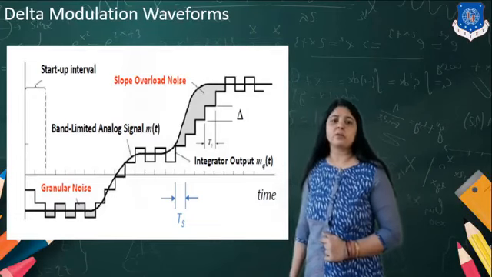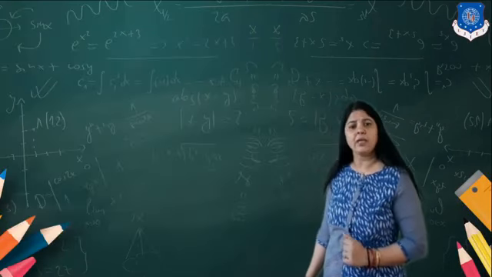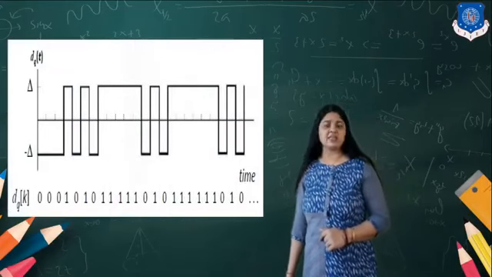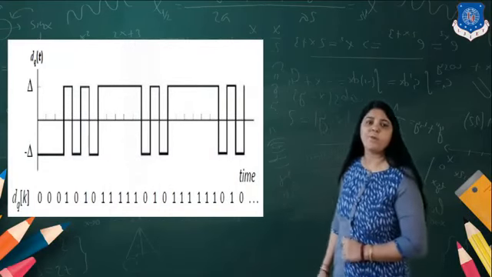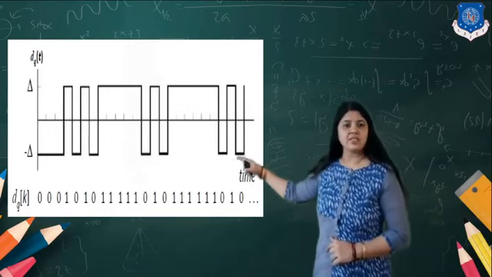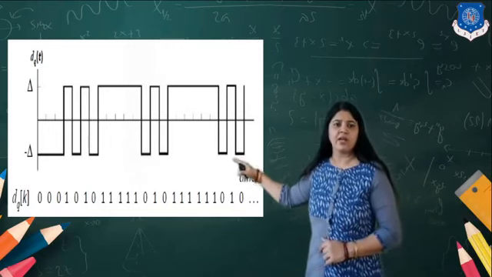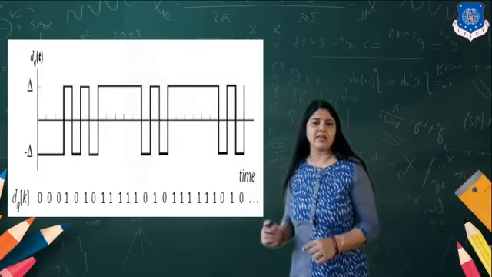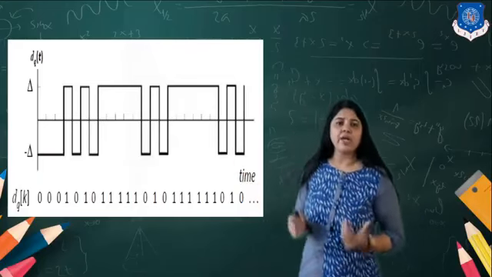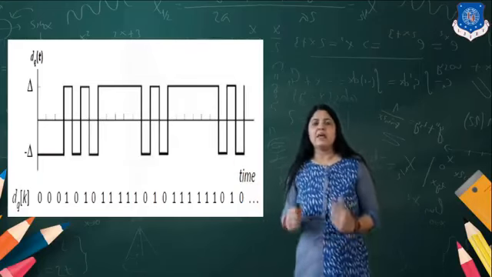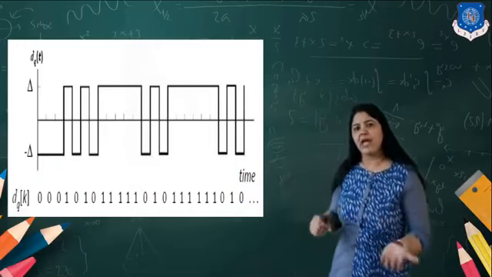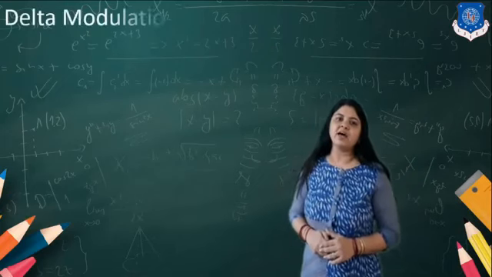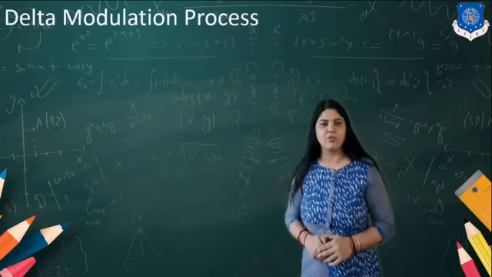So due to that, noise could arise in the output of the delta modulation, and that is referred to as slope overload. Here you can see the output waveform for the difference, which can be either plus delta or minus delta, depending upon the value of m(t) minus mq(t), meaning the original signal and the quantized output.